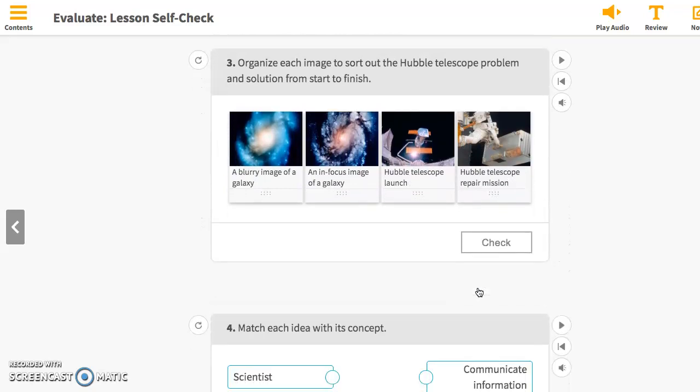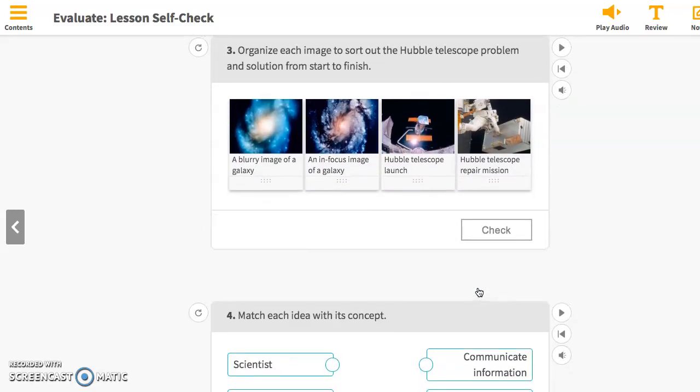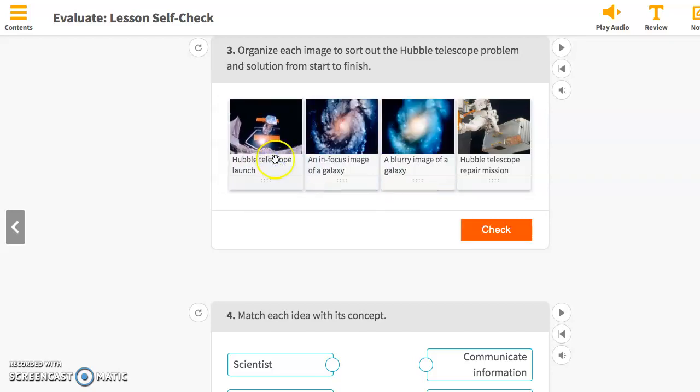Engineers design solutions. Okay, so we watched a whole video about the Hubble telescope problem, so now what we have to do is just make sure that we are explaining from the beginning to the end what it looked like. So the first is the problem, and then you get the solution. So what was the problem? There's a blurry image, yes. But you can't have a blurry image if you don't launch. So first you gotta launch.